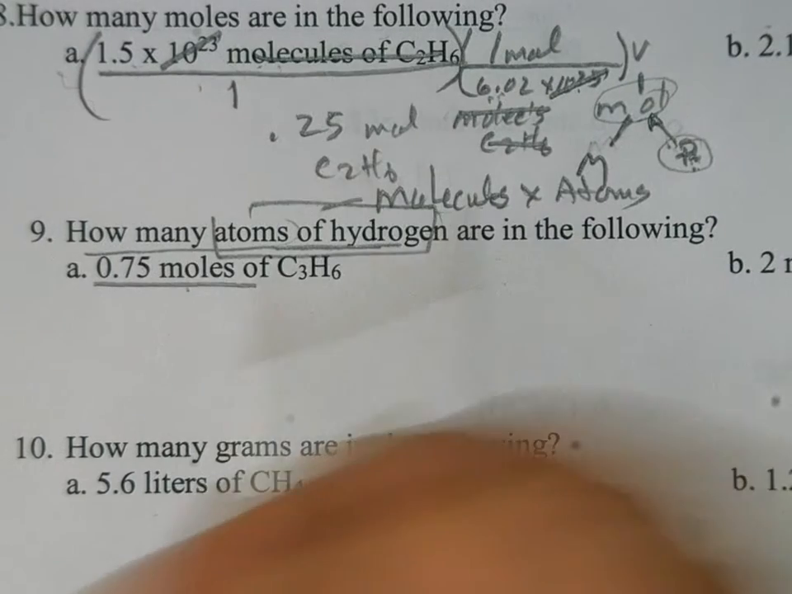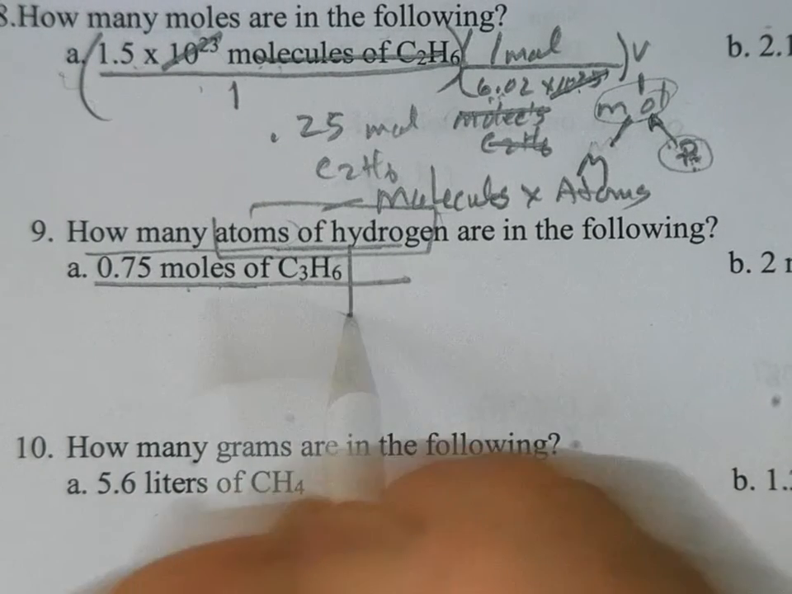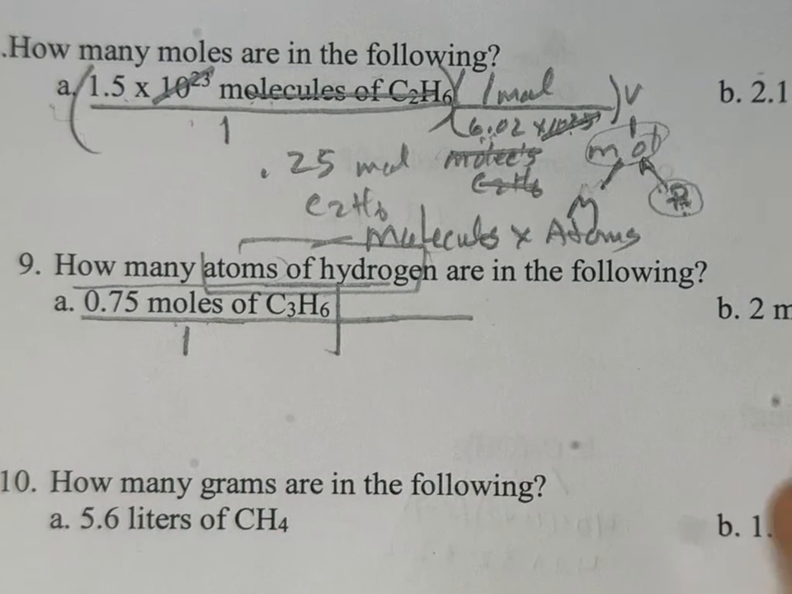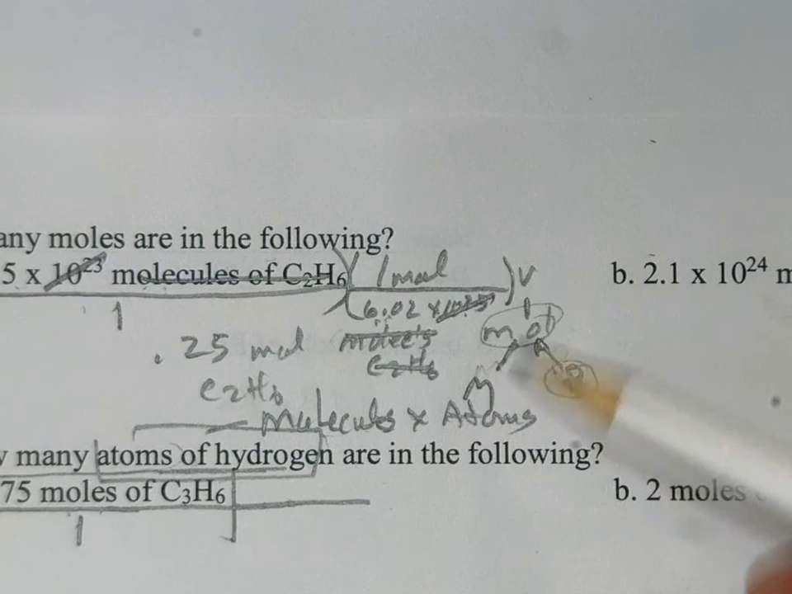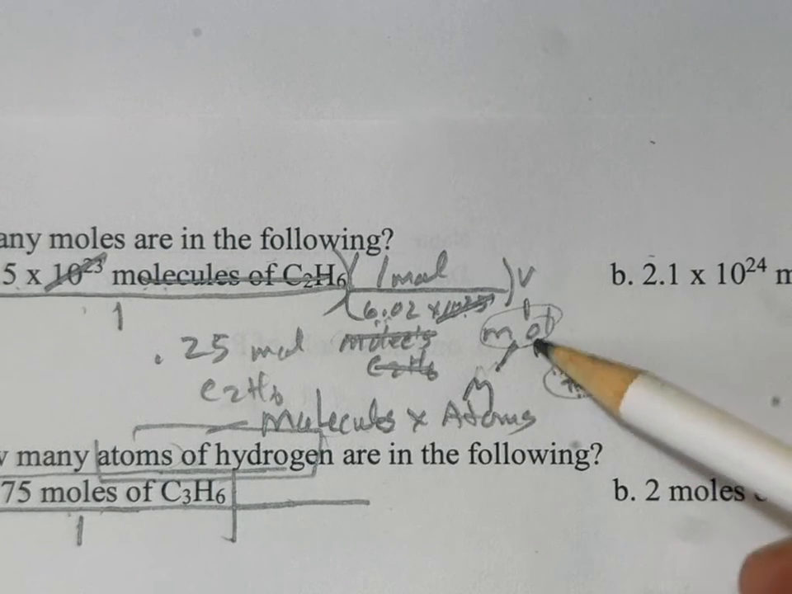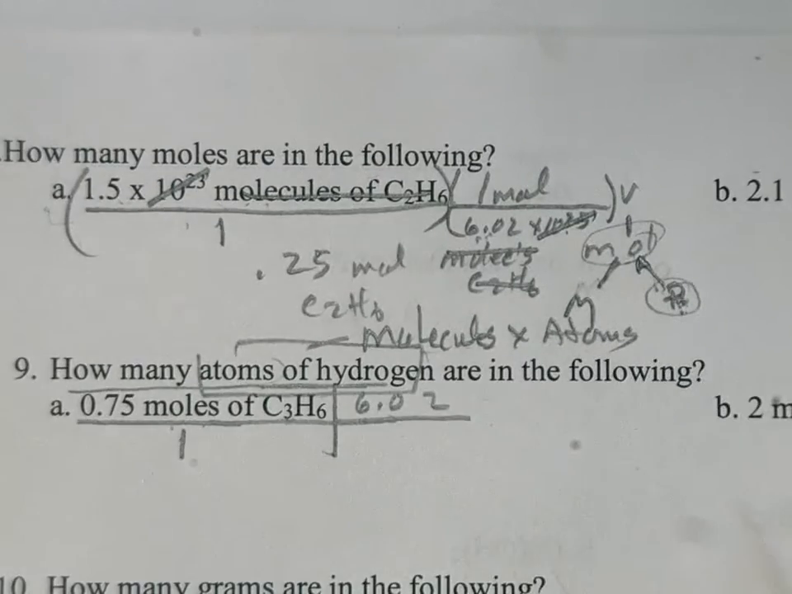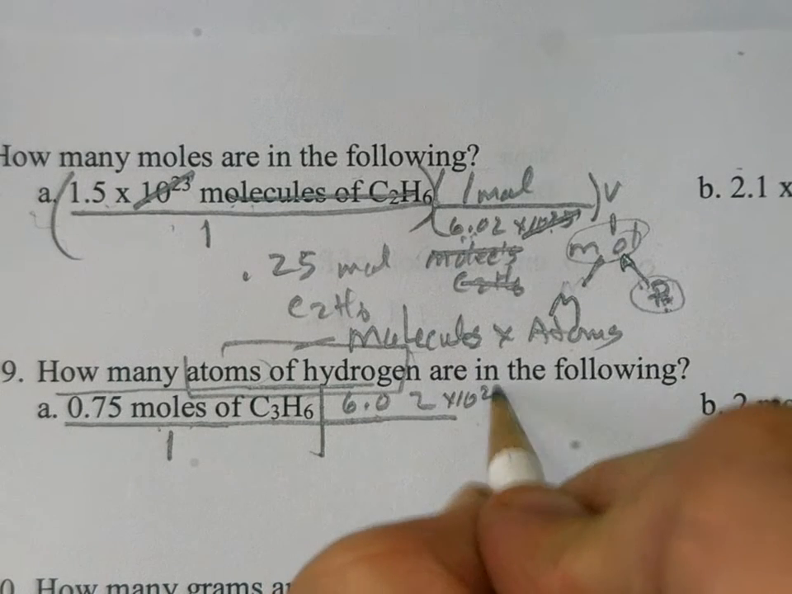is convert it to molecules. So I'll put that 0.75 over 1. And since we want to convert it to molecules, we're here at moles and we want to go to molecules. We're going to multiply by Avogadro's number, 6.02 times 10 to the 23.